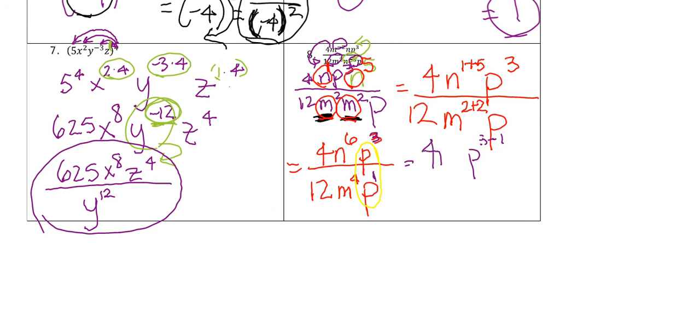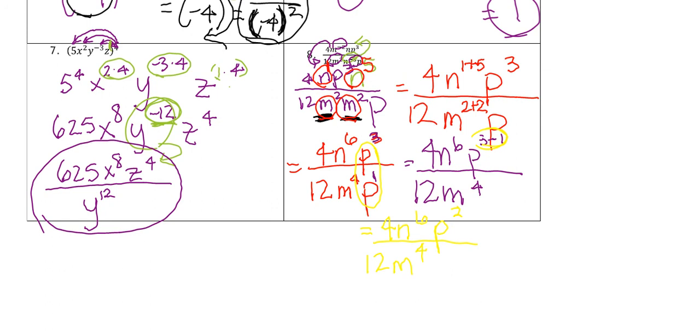Everything else stays. 4n to the 6th, 12m to the 4th on the denominator. We are almost there. The last thing we're going to need to do is just take care of this exponent. So our final answer will be 4n to the 6th, p to the second power, all over 12m to the 4th.